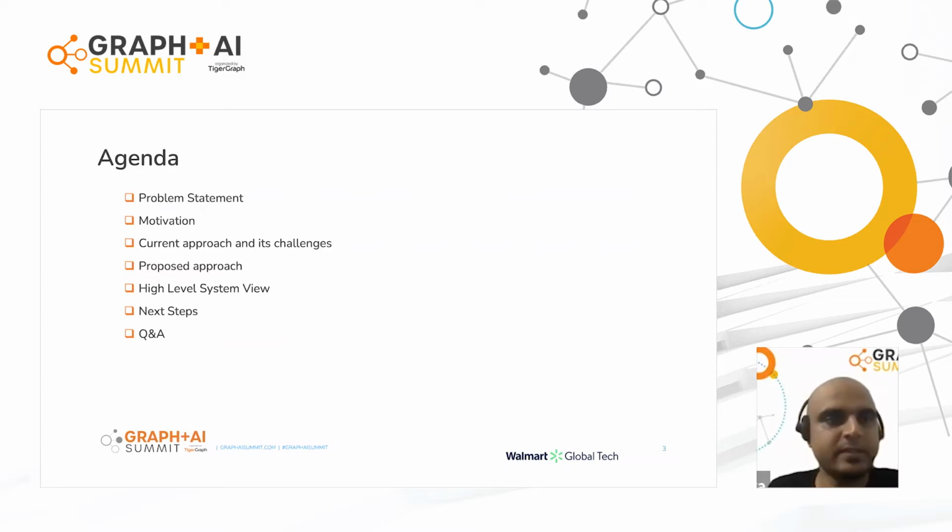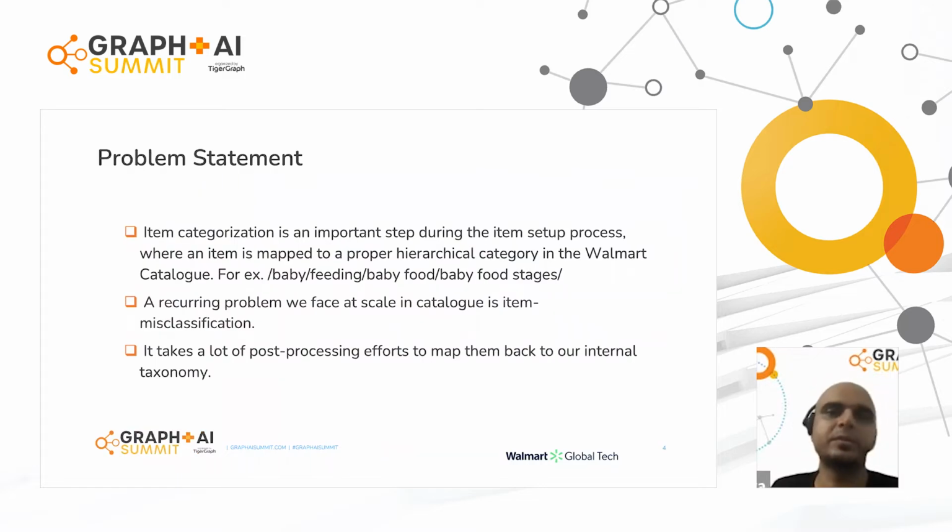Now, having the agenda set, let's get started with the problem statement. So as some of us might be aware, an item goes through different stages before being listed on the website. Now, the item setup process is the genesis of the item's journey on the e-commerce platform. And this item setup process in itself is made up of different minor steps. And one of the important steps of the item setup process is item categorization, which is item to category mapping, wherein we try to map an item to a proper hierarchical category in the Walmart catalog.